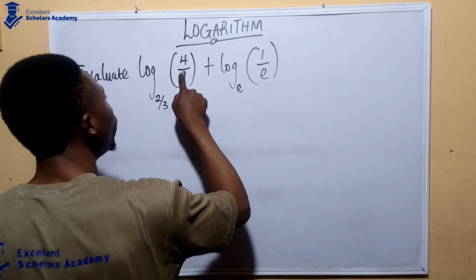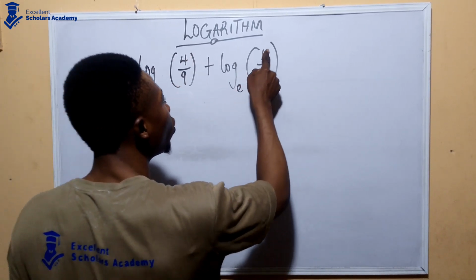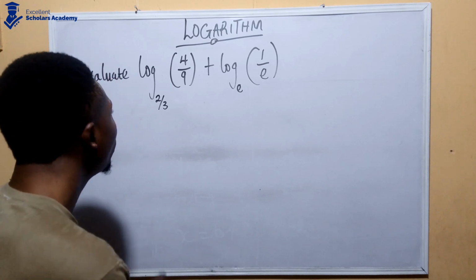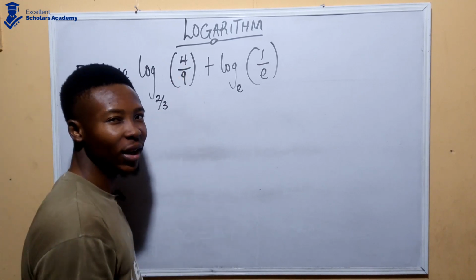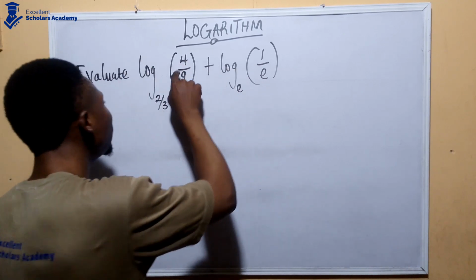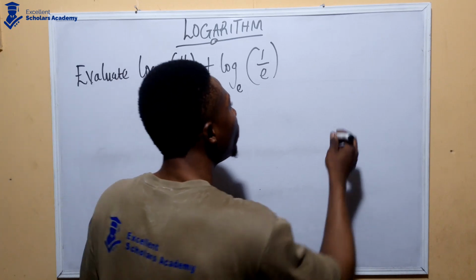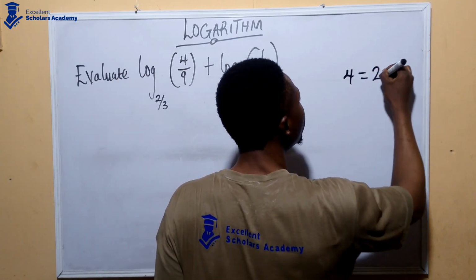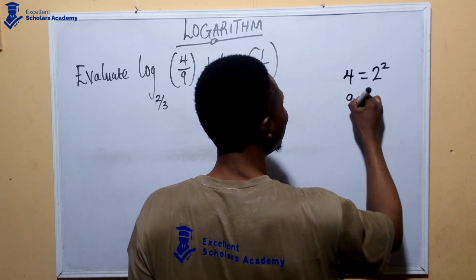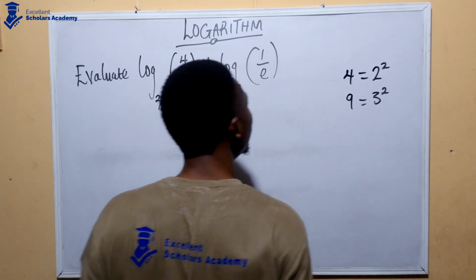Evaluate log 4 over 9 base 2 over 3 plus log 1 over e base e. Now this base is 2 over 3 and this is 4 over 9. You can express 4 over 9 in terms of 2 over 3. How? Because 4 is the same thing as 2 to the power of 2 and 9 is the same thing as 3 to the power of 2.